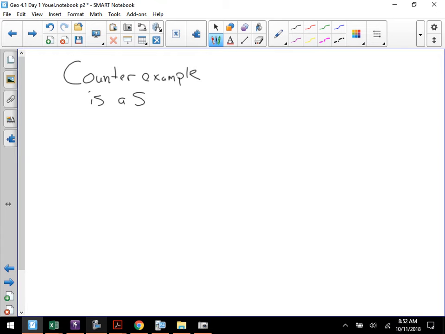A statement that disproves something. Very good. A counterexample is a statement that disproves something. A counterexample doesn't have to be anything fancy.